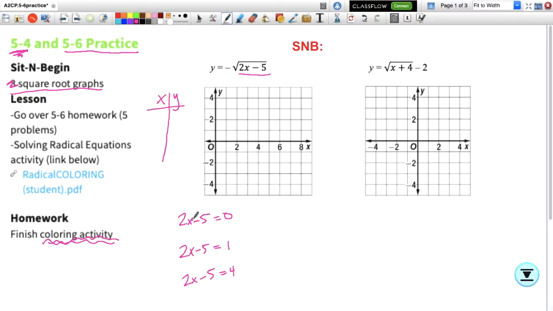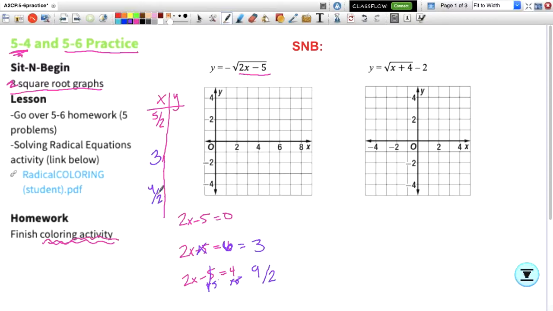And now I'm just going to get my x alone. So I'm going to add 5, divide by 2, divide by 2. I end up with 5 halves as my first x value. My next one, if I add 5, I get 6 here, right? Divide 2, I end up with 3. So that'll be my next x value. And then my final one will be where I add 5, I get 9, and then divide the 9 by 2. I'm going to leave it as 9 halves.